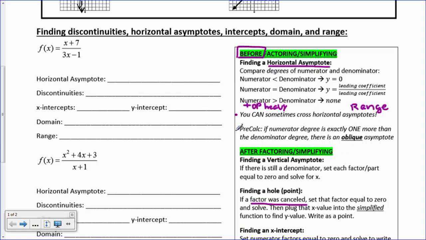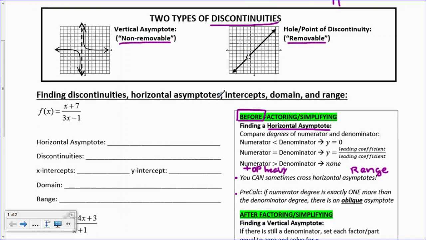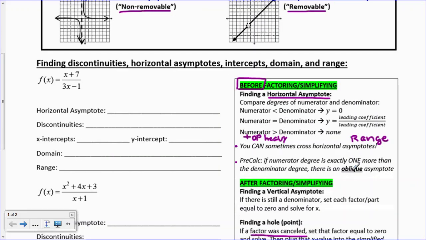And then again, in pre-calculus, something to pay attention to. Over here, we had 2 types of discontinuities that we're working with in this lesson. But in pre-calculus, there's actually another one called an oblique asymptote, which is another type of discontinuity.